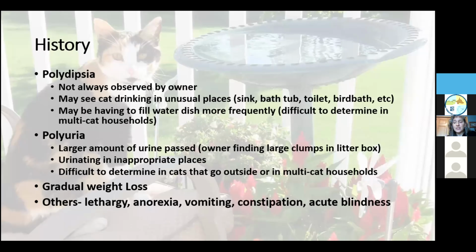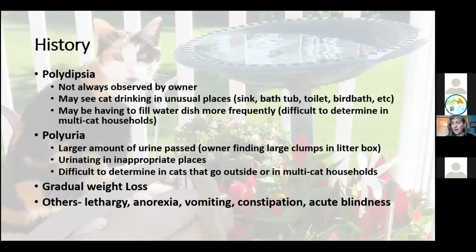This can be a concern brought up, again, by the owner, or something that you will want to be asking the owner on any cat that you're examining that is 10 years of age or older. The 3 main concerns brought up by an owner are increased thirst, increased urination, and gradual weight loss.